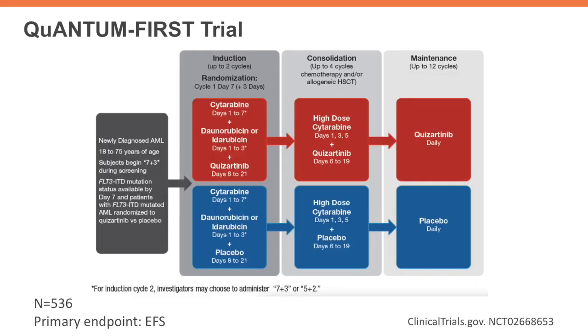On this study, patients receive up to 2 cycles of 7+3 chemotherapy with either Quizartinib or placebo, and then those in complete remission go on to high-dose Ara-C consolidation and maintenance. Those who go on to allotransplant can receive Quizartinib as maintenance or placebo as randomized initially. This study is already ongoing and approximately halfway enrolled. The primary endpoint is event-free survival.